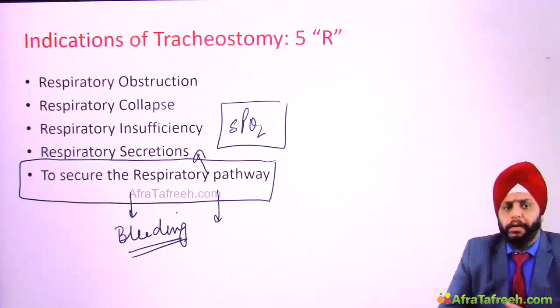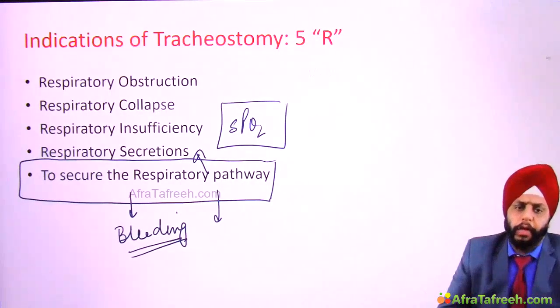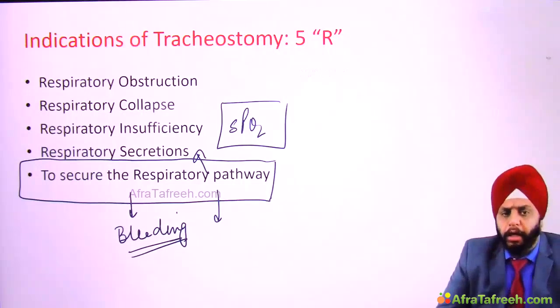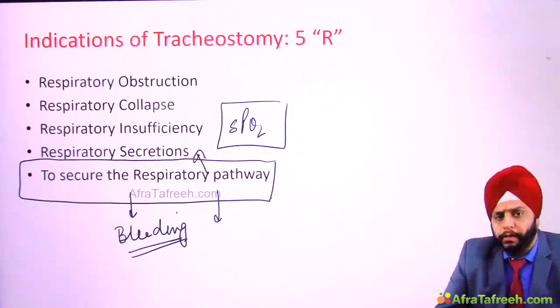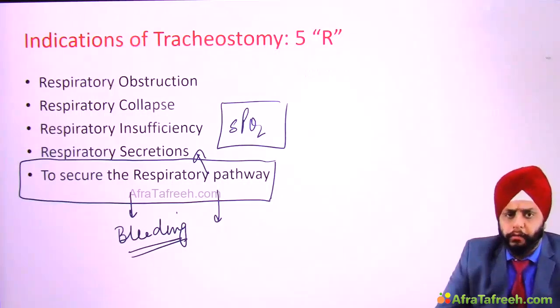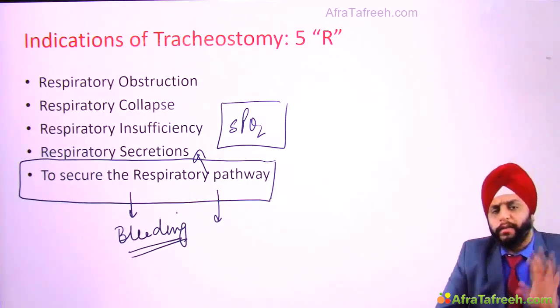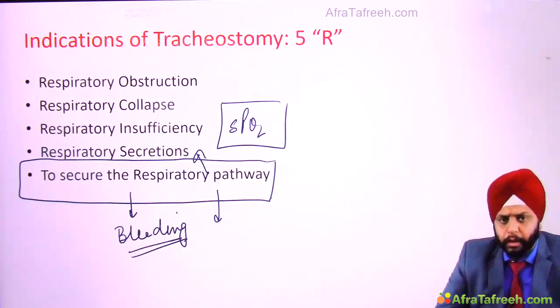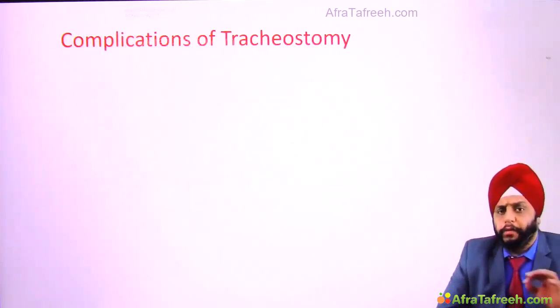So similarly, there can be different situations when you have to secure the respiratory pathway, and tracheostomy is one of the methods that we use to secure this respiratory pathway. Right? These are the indications for tracheostomy. I call them as 5R. Now, what are the complications of tracheostomy?